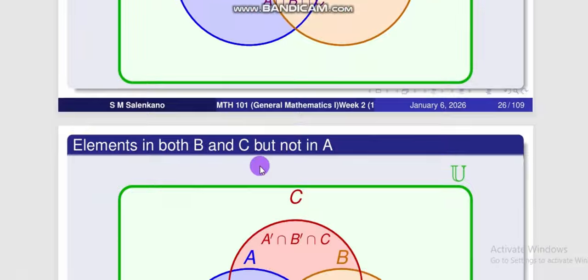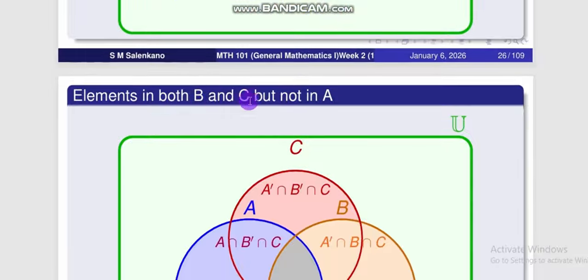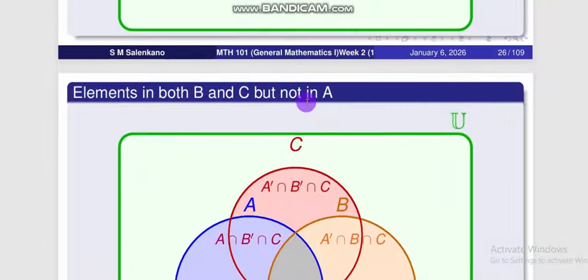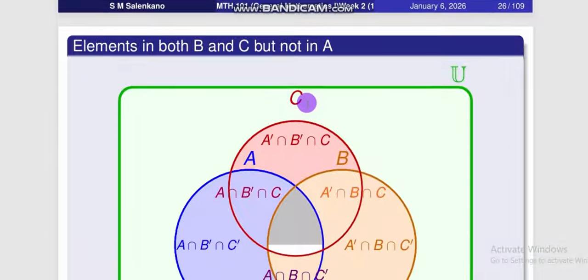Then the next one is elements in both B and C but not in A. Where do we write that? They are not in A. So this is the region. You see, this region is inside B. This region again is inside C, but it's not inside A. A did not extend to this region. So elements that are not found in A but are found in B and C, right?